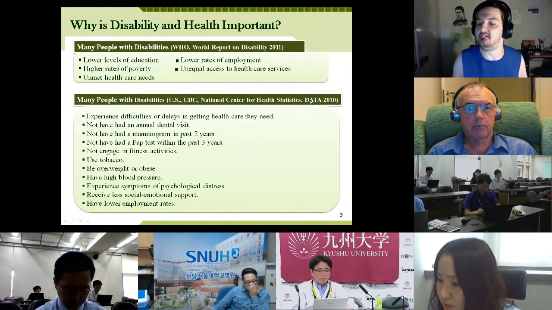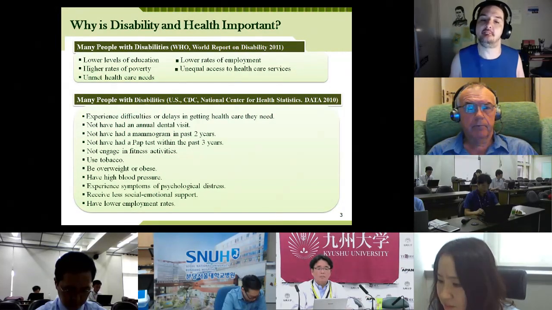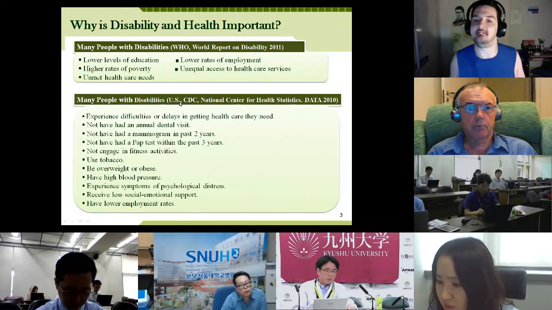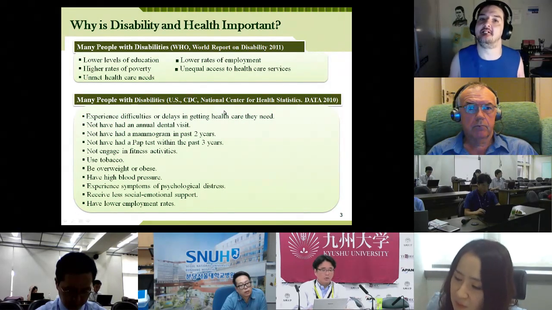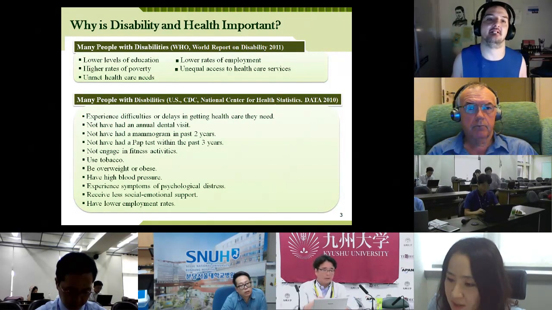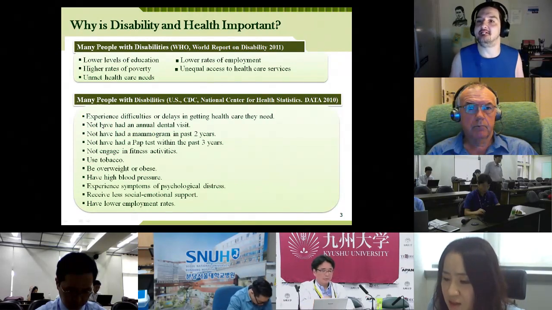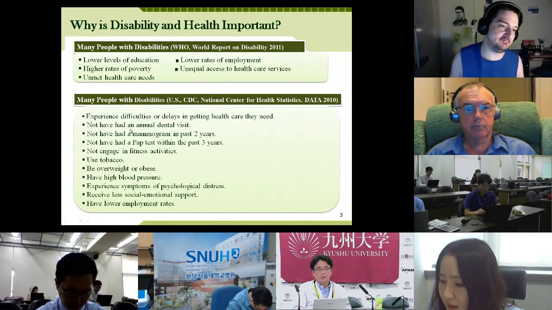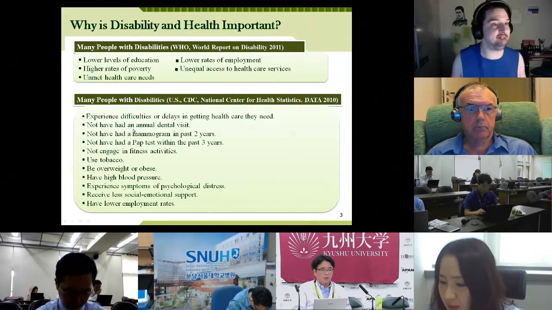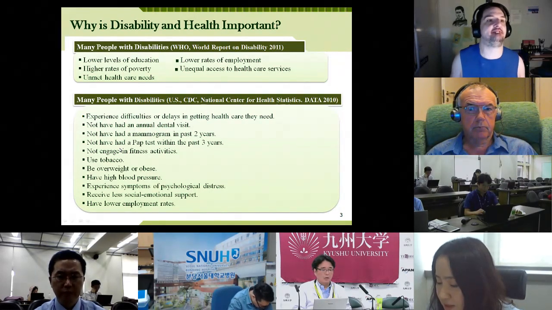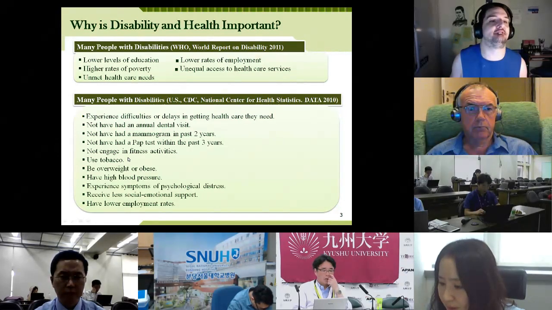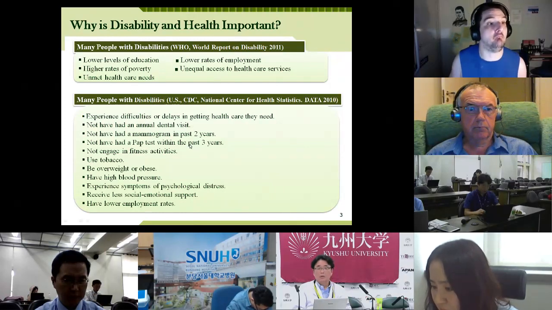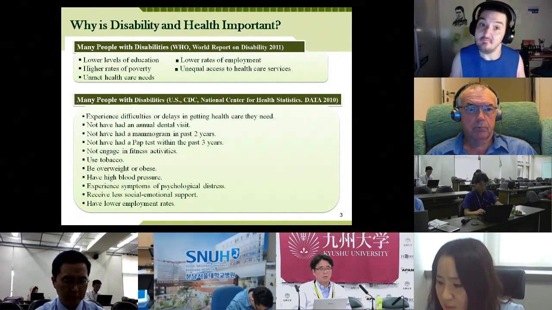The largest set of U.S. health data for people with disabilities, data 2010, measures health at the population level. Compared with people without disabilities, people with disabilities are more likely to experience difficulty or delays in getting health care they need, not have had an annual dental visit, not engage in fitness activities, use tobacco, be overweight or obese, have high blood pressure, experience symptoms of psychological distress, and receive less social emotional support.